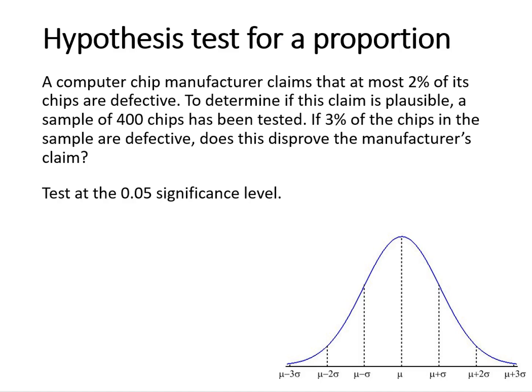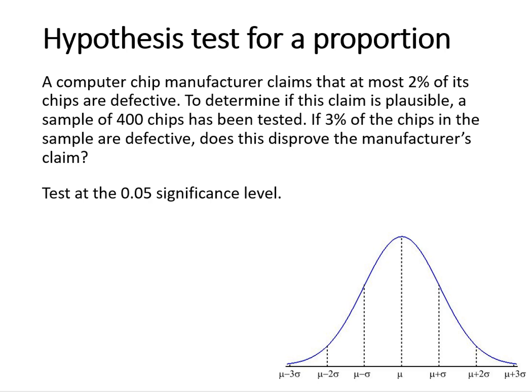In this example, we're going to carry out a hypothesis test for a proportion. Our scenario is that a chip manufacturer claims that at most 2% of their chips are defective. We've tested a sample of 400 chips and found 3% of them to be defective. Does that, at the 0.05 significance level, disprove the manufacturer's claim that no more than 2% would be defective?